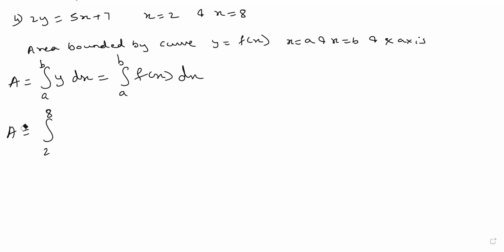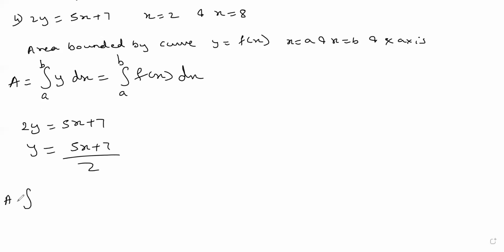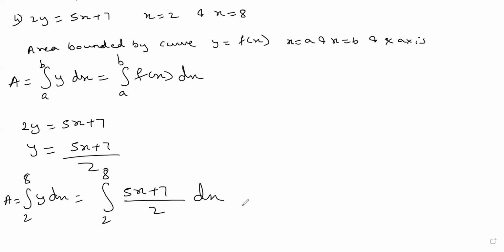Now see here, the function is 2y is equals to 5x plus 7. So y is (5x plus 7) by 2. Taking integration on both the sides, integration 2 to 8 y dx is equals to integration 2 to 8 (5x plus 7) upon 2 dx. This is 1 by 2 integration 2 to 8 5x plus 7 dx. Now we have to only integrate this. So area is 1 by 2.